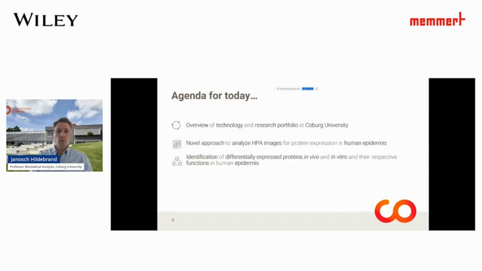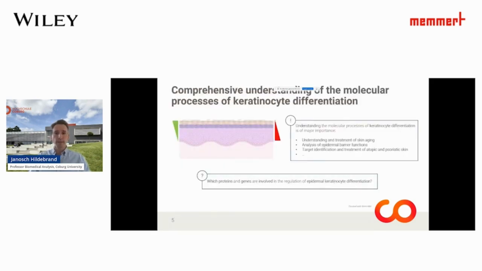So today, I would now like to show some unpublished data from our lab, how we are currently analyzing skin data sets from the Human Protein Atlas to identify in a systematic way proteins and genes involved in epidermal biology and keratinocyte differentiation. So the question is, why is this important? This is important because the epidermis forms the outer barrier of our skin, and to do so, the keratinocytes in the epidermis undergo a so-called terminal differentiation process.